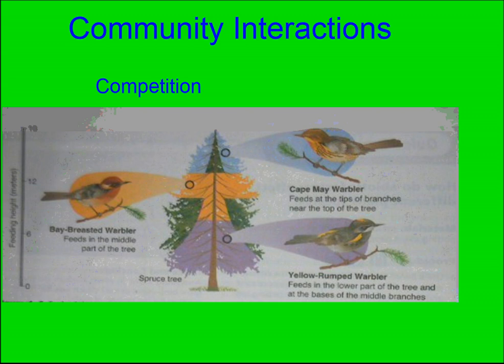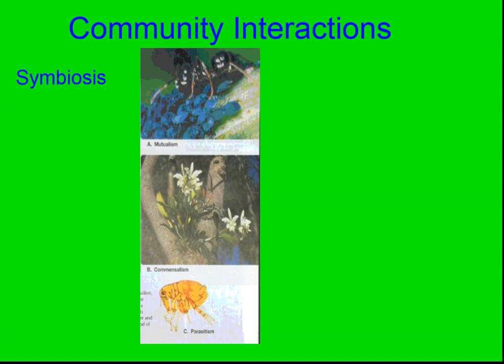These three species of warbler decrease their competition by each specializing and living in a different part of the tree. Here are some examples of symbiosis from the book. Mutualism, commensalism, and parasitism. That's a flea on the bottom there.